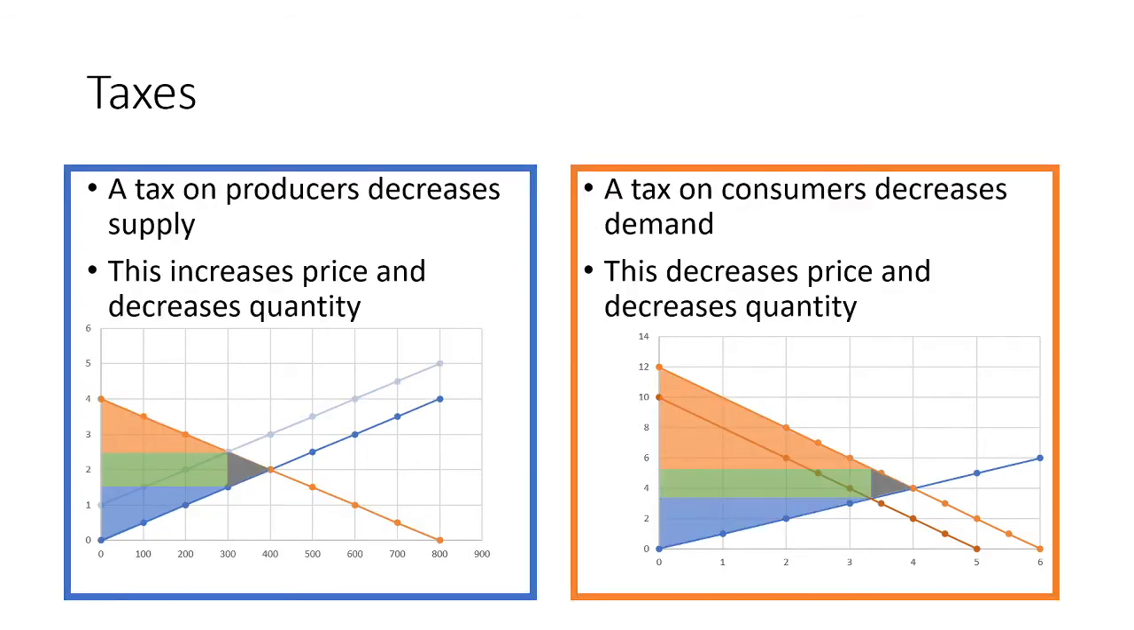So if we think about taxes, a tax on producers is going to decrease our supply, which is going to increase our price and decrease our quantity. Right, we're going to go from this dark blue to the light blue. That's going to cause our new equilibrium to have a lower quantity and a higher price. A tax on consumers is going to decrease demand. So instead of increasing supply, we're now decreasing demand on consumers. This decreases the price and decreases quantity. So if we tax consumers, we're going to go from this equilibrium to this equilibrium, decreasing both price and quantity.